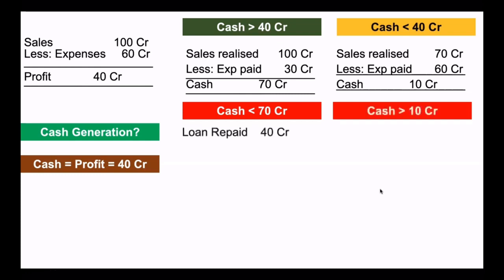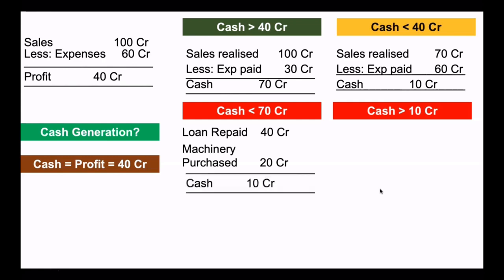How? Let's say a loan has been repaid, 40 crore. Some machinery has been purchased for 20 crore. It means out of 70, 60 crore gone. So what is the cash position? It is now only 10 crore.